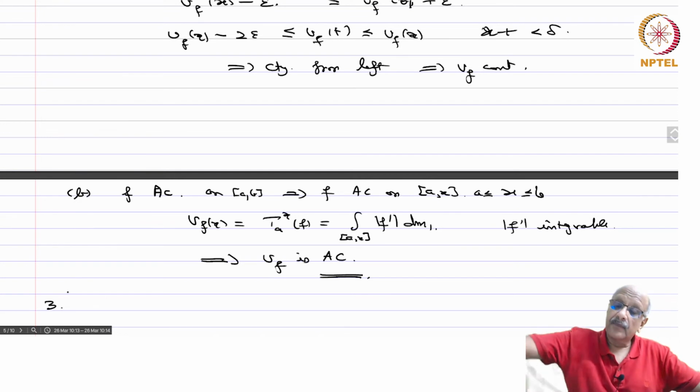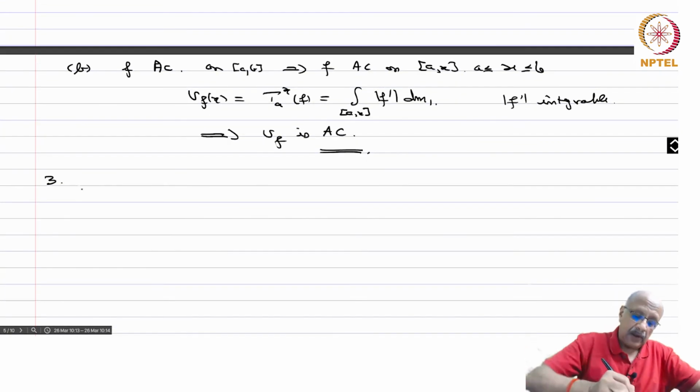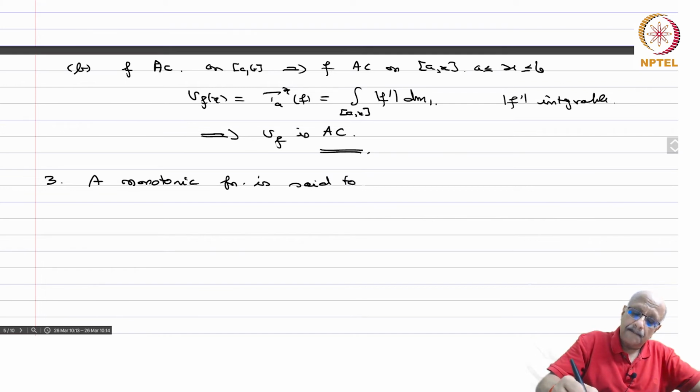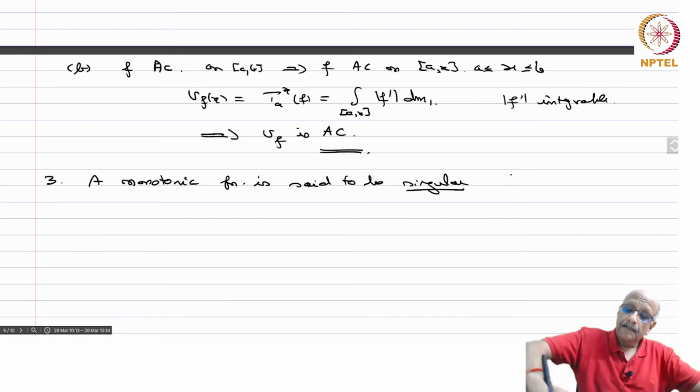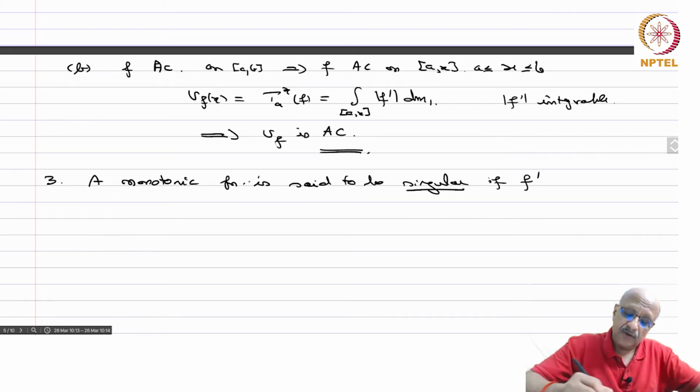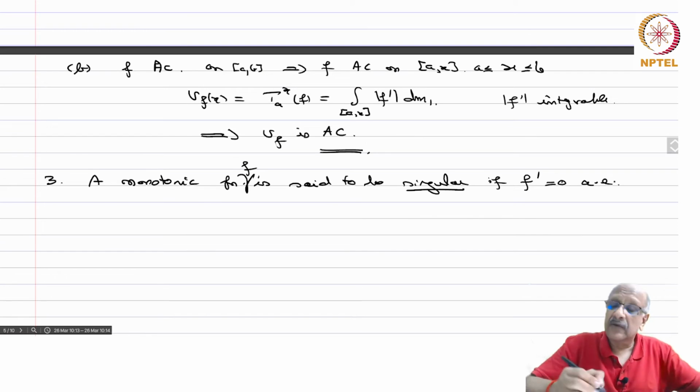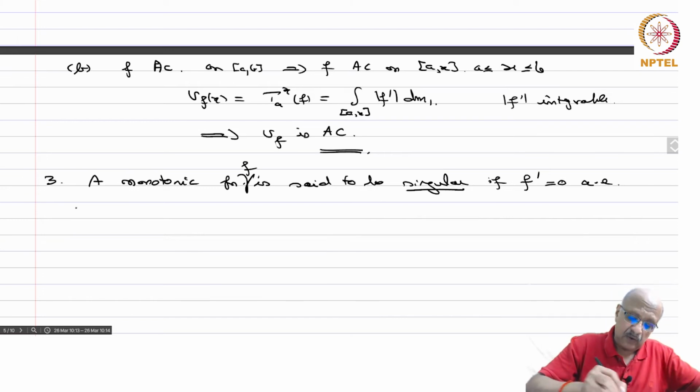Three, a monotonic function is said to be singular if f dash equal to 0 almost everywhere. So an example is the Cantor function, which is a monotonic increasing function whose derivative is 0 almost everywhere.